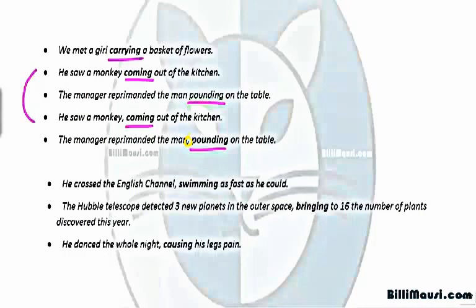He crossed the English Channel swimming as fast as he could. Swimming. The Hubble telescope detected 3 new planets in the outer space, bringing to 16 the number of planets discovered this year. He danced the whole night, causing his legs pain.